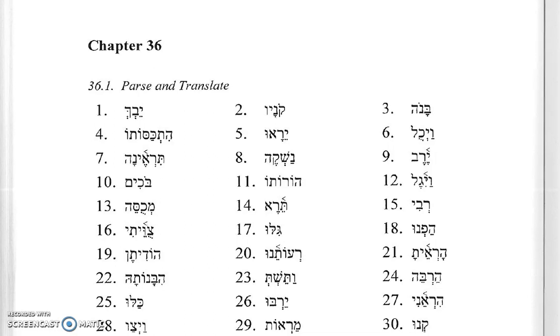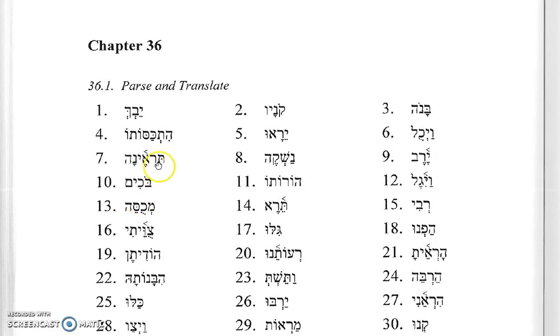The next one is bano, and that would be a cal infinitive absolute from bana, having to do with building. Used as infinitive absolutes typically are to make more emphatic the verb, or make it more continuous, depending on exactly how it's used.